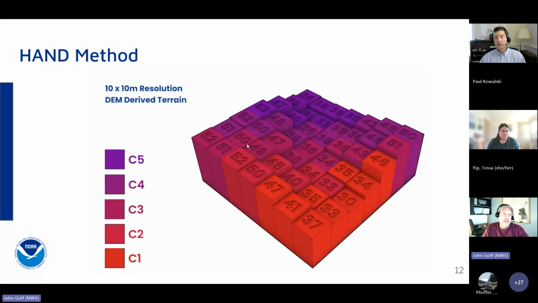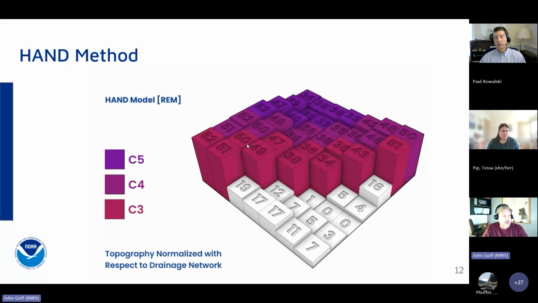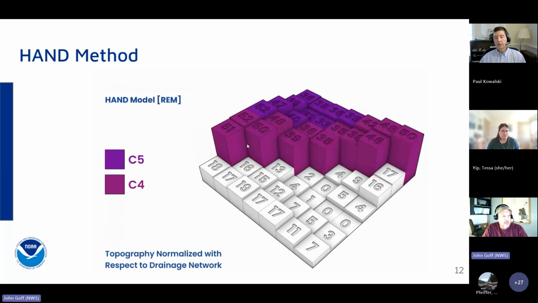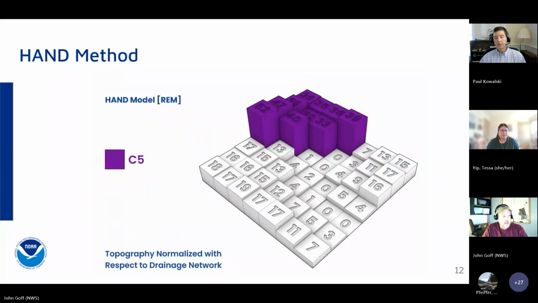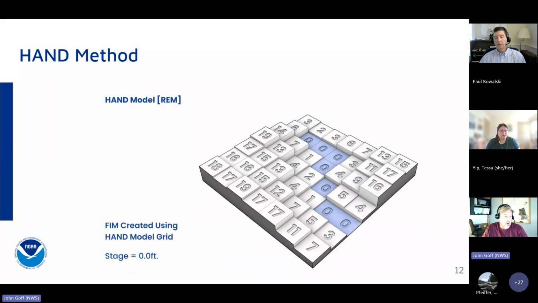And these are like 100 meters square, I believe. I think that's the resolution on that. And then once you normalize it all, then you can route the water. So zeros are the low points, and then 1 is above that, and then 17, 18, 19 are the high points, and that's how you route the water downstream.